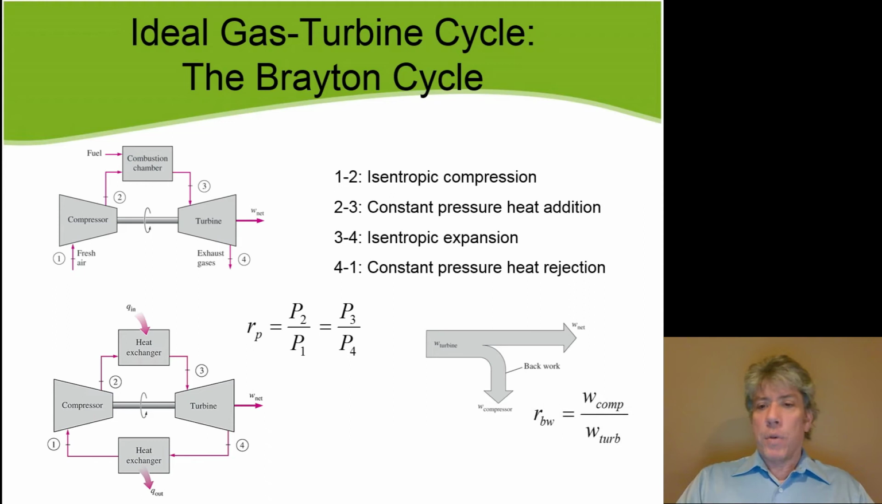The back work ratio we define as all the work consumed by the compressor divided by the total work produced by the turbine. So in our arrow diagram, it looks like about half of the work goes back to the compressor, so our back work ratio would be 50%, which should make some sense to you. Just be careful, some students make the mistake of trying to take the net work as the work produced by the turbine, and of course that isn't the case.